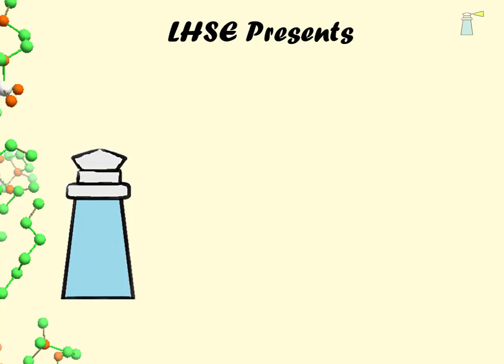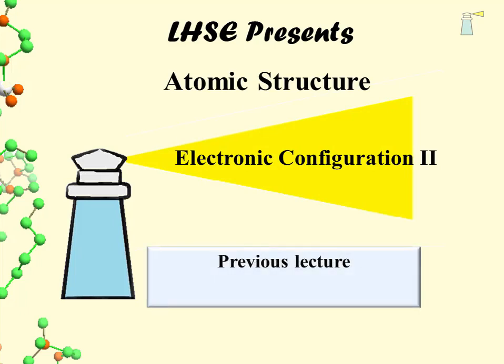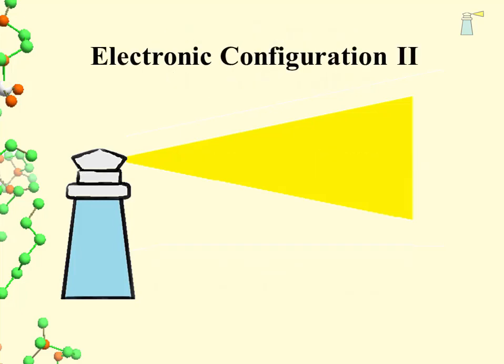Lighthouse Scientific Education presents a lecture in the Atomic Structure series. The topic, Electronic Configuration, Part 2. Material in this lecture builds upon the previous lecture, Electronic Configuration, Part 1. This lecture is a follow-up to the Electronic Configuration, Part 1 lecture.